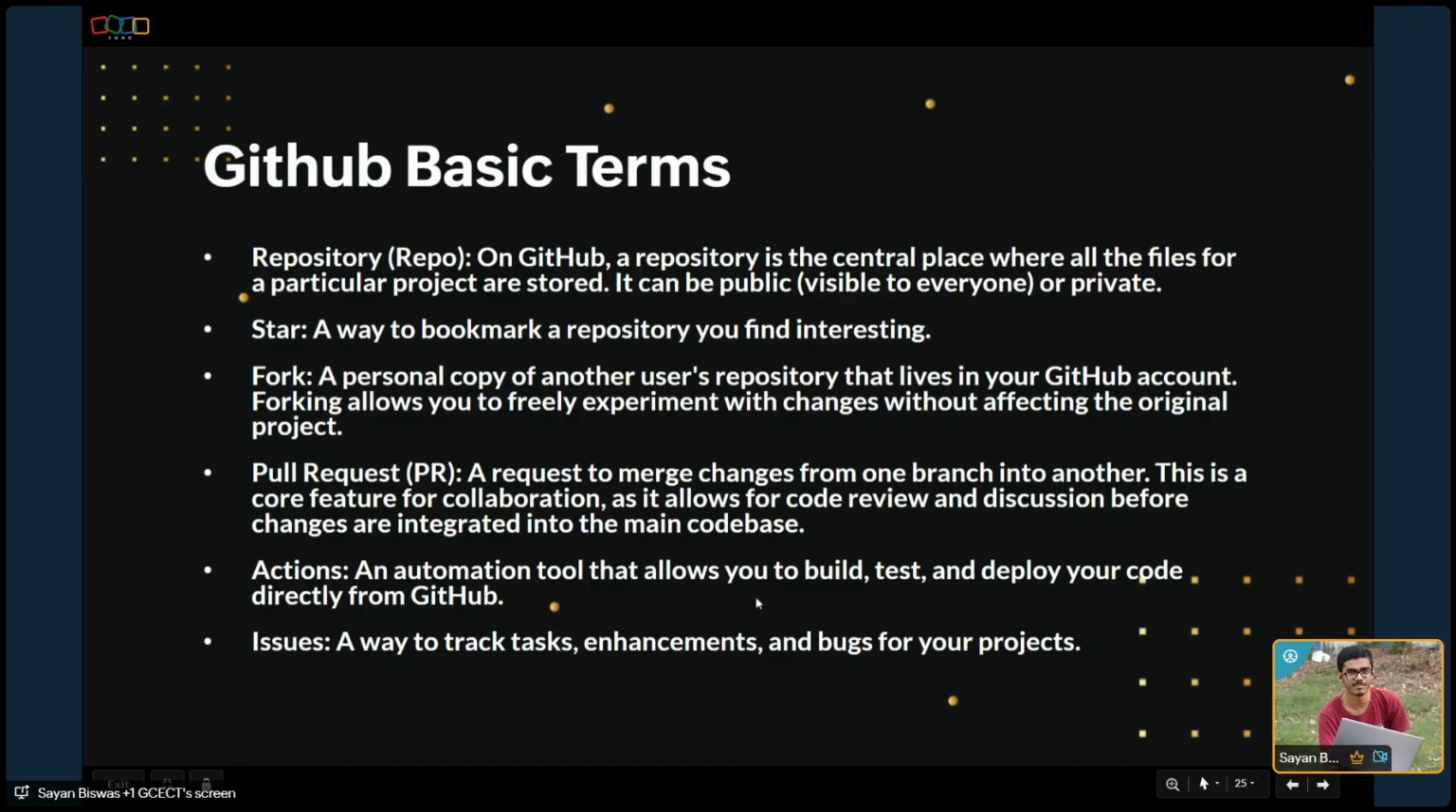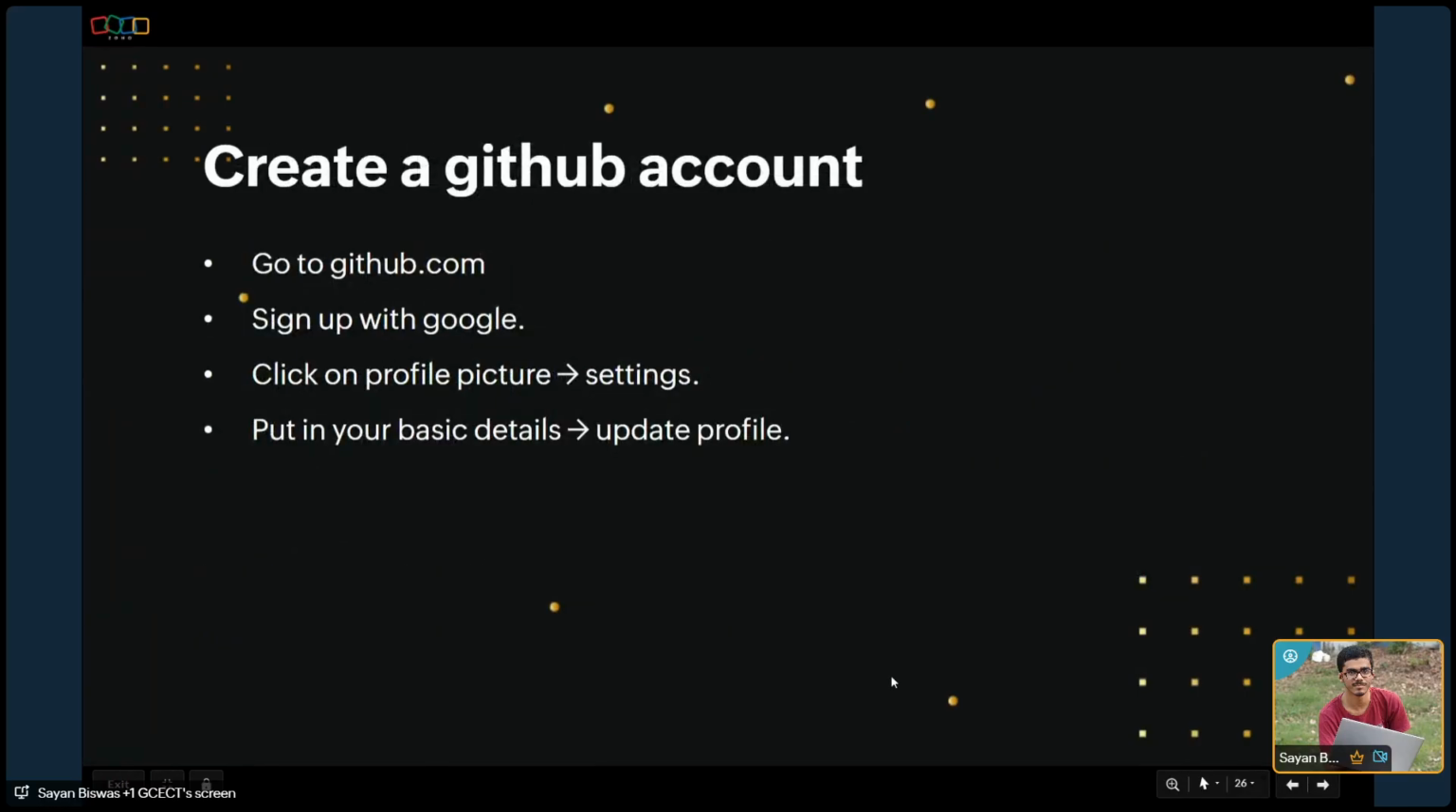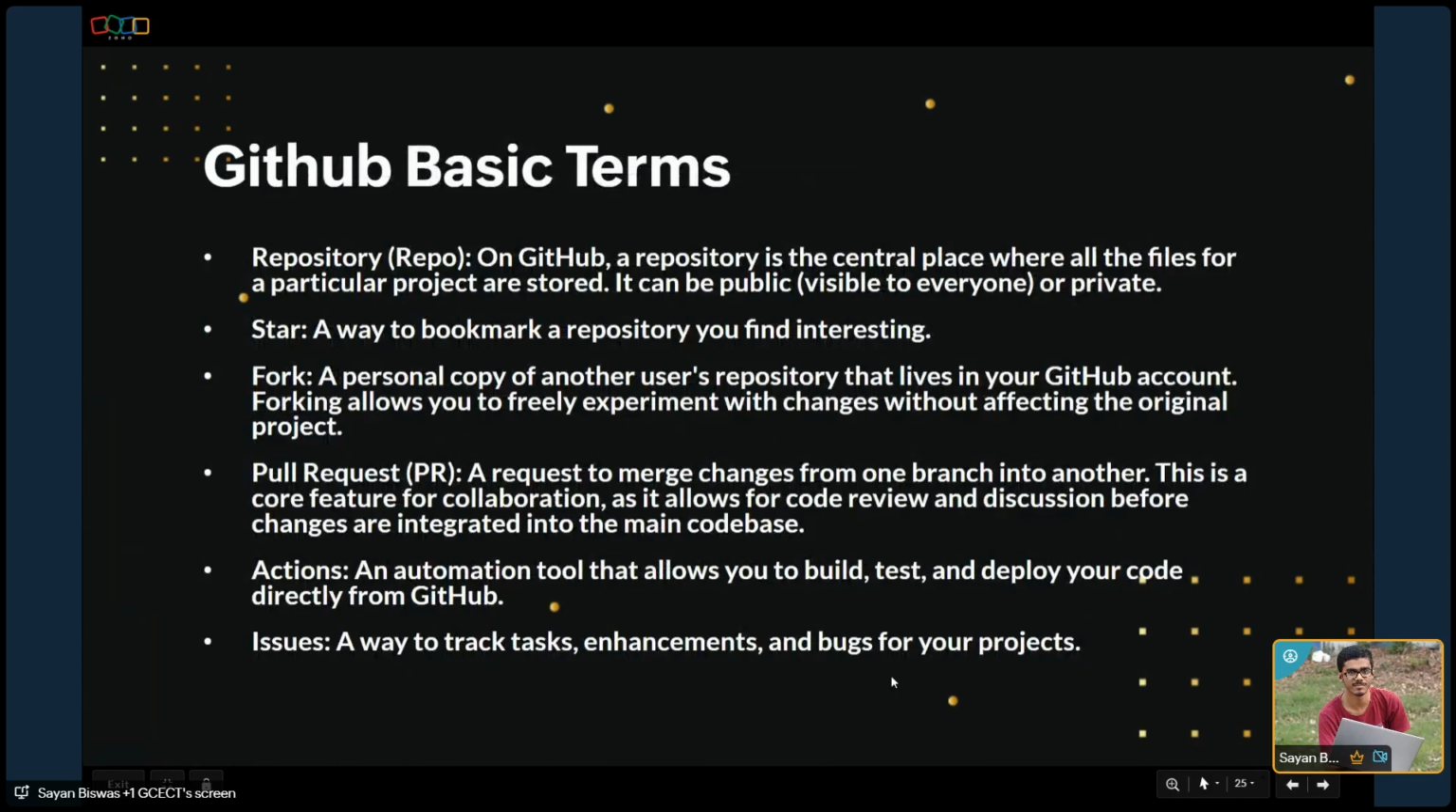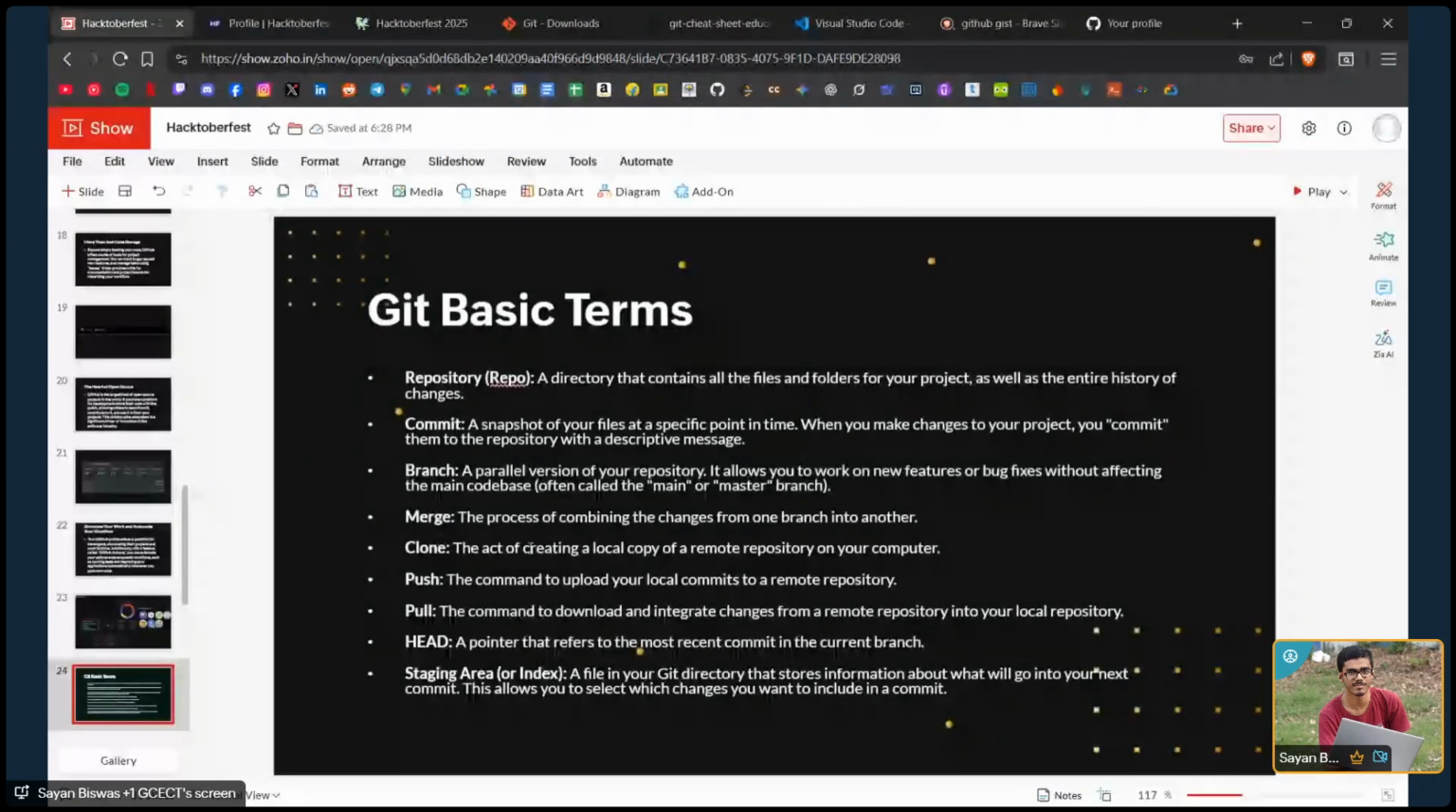Actions are automation tools to build, test, and deploy your code directly from GitHub. I'll show you the example. Issues are a way to track tasks, enhancements, and bugs for your projects. You can create issues and assign them to others. Like you are assigning an issue to others, and they will look into the issue and then they will solve it. So first, let me show you the examples of all the terms I am showing. Just a second.